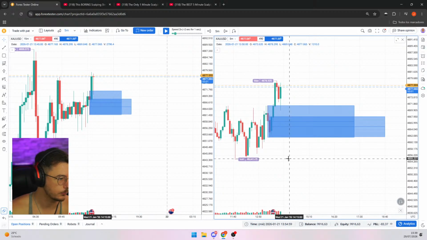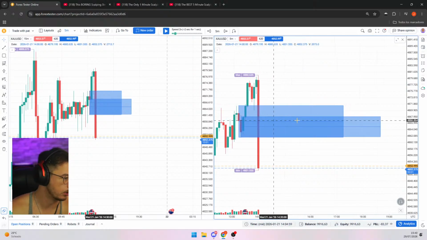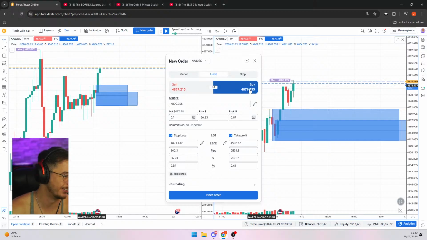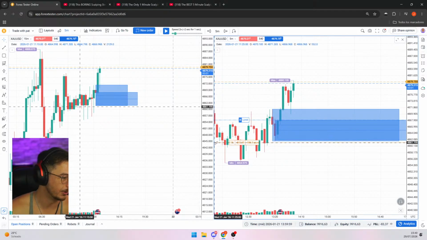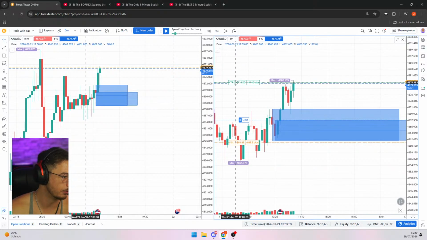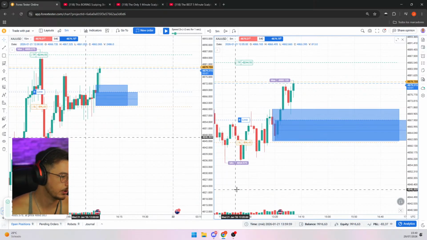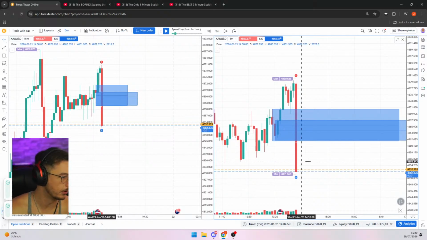Okay, it's actually touched the orb. Okay, this would be a valid trade. I know it sounds sad, but this would be a valid trade, because obviously we haven't cancelled this trade, so this would be a valid trade, unfortunately. So we need to take the stop loss. We've got to be fair.